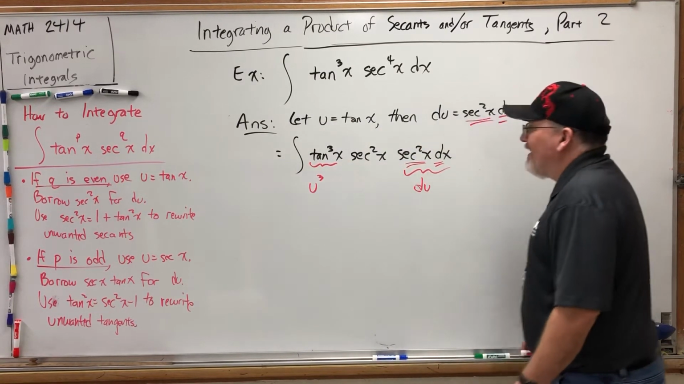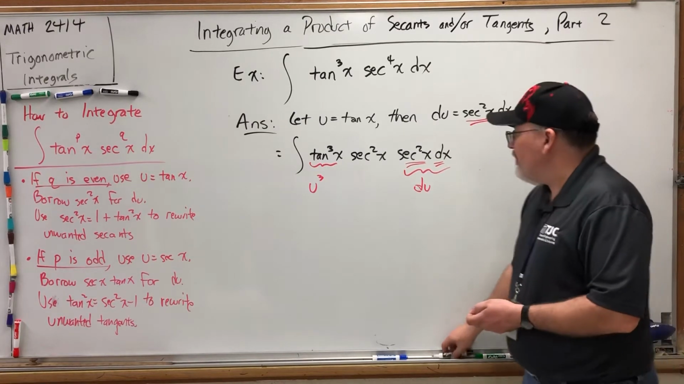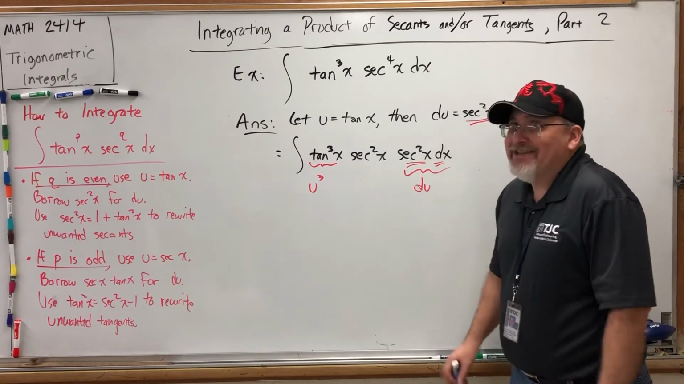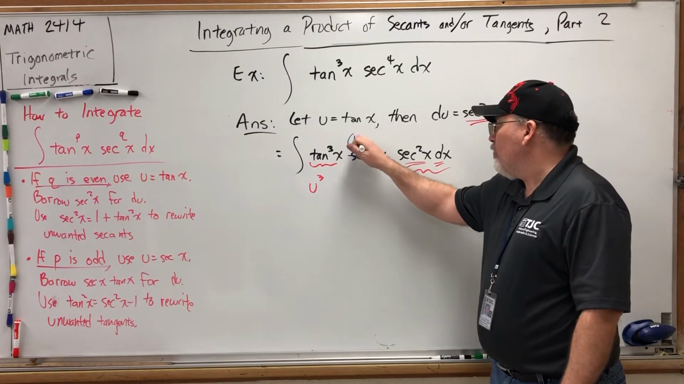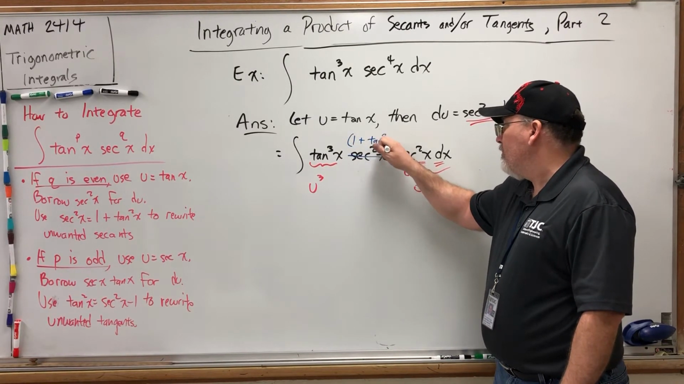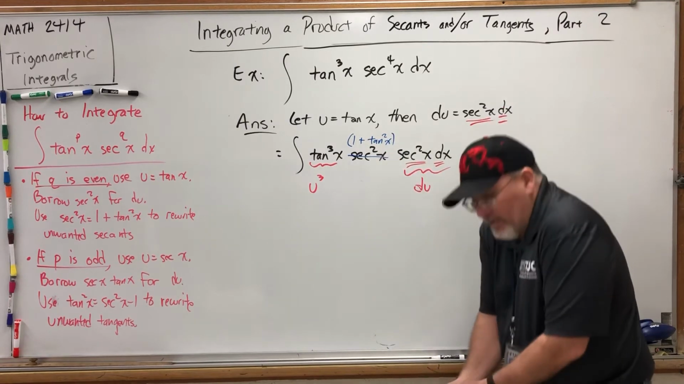The trig function I don't want, the unwanted trig function, is secant squared. That has an even power. That's good. I can replace secant squared with 1 plus tangent squared. Tangent is my wanted trig function.